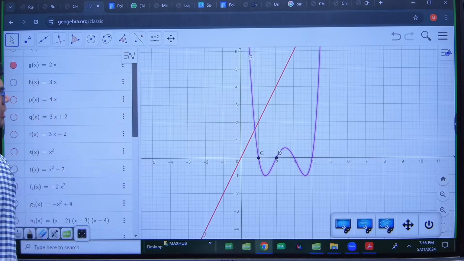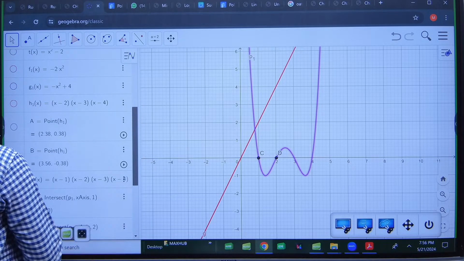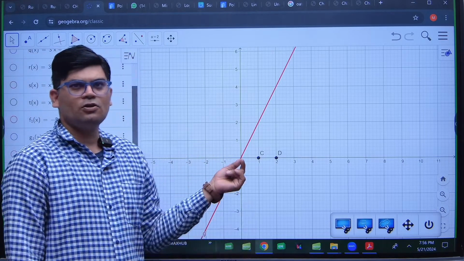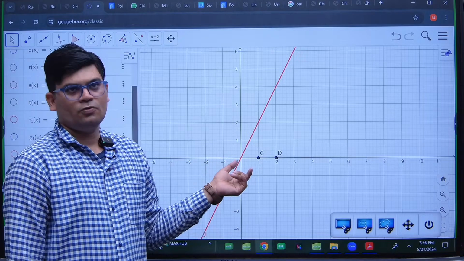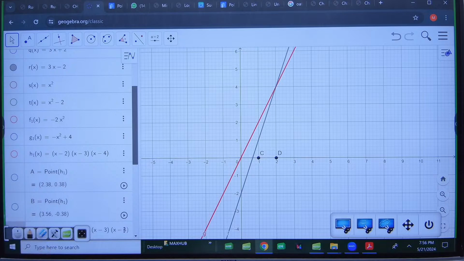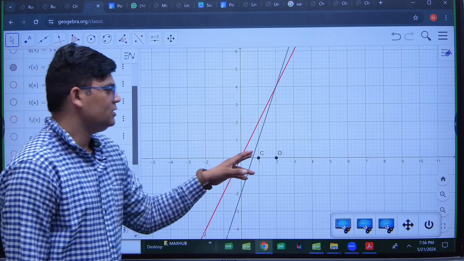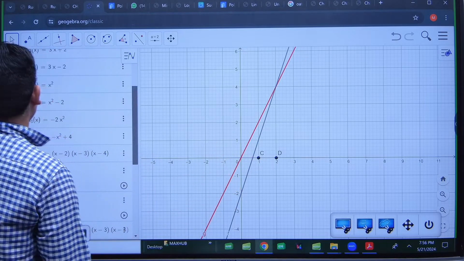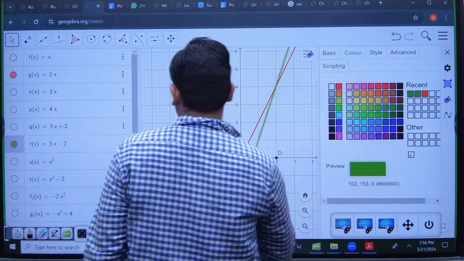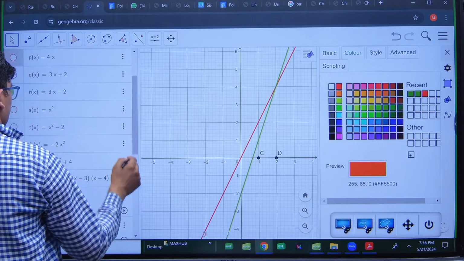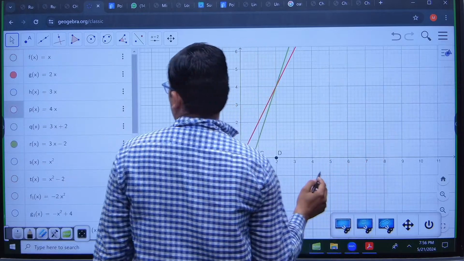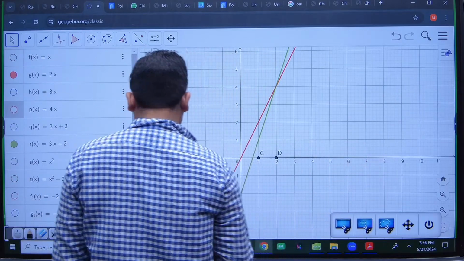So let me see for the straight line. Just check for the straight line. What is the slope? What is the zero of this graph? Let me change the color to green. The graph is 3x minus 2. Let me tell you the graph. The graph is 3x plus 2.